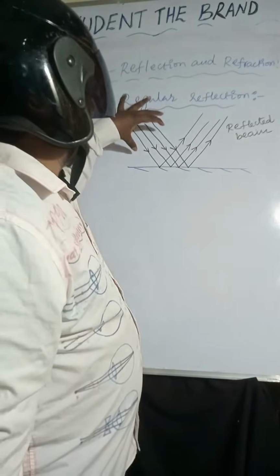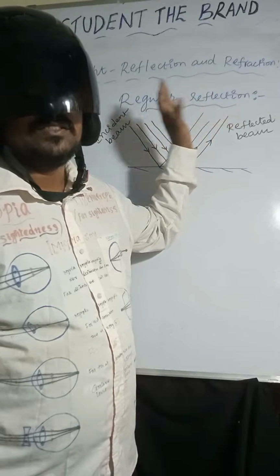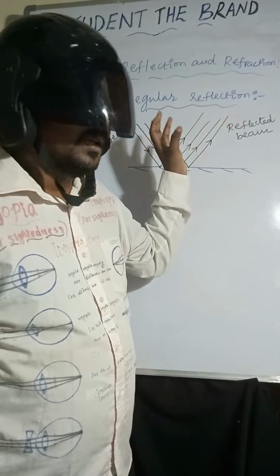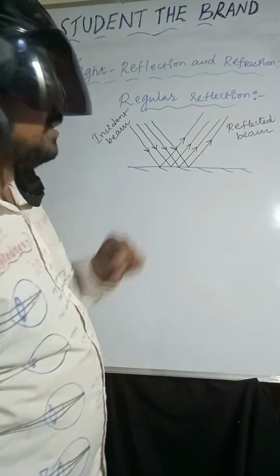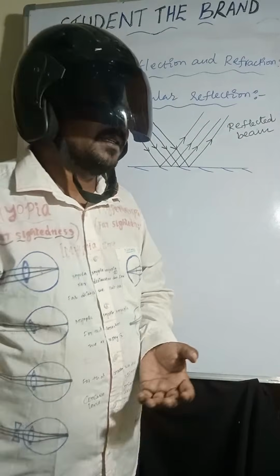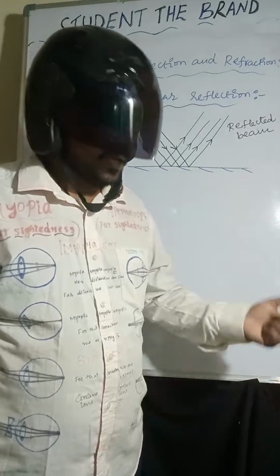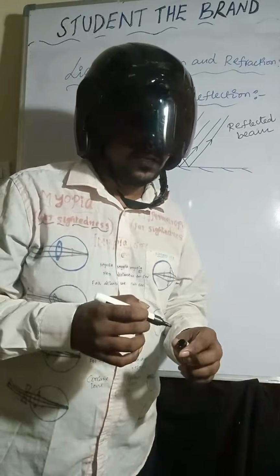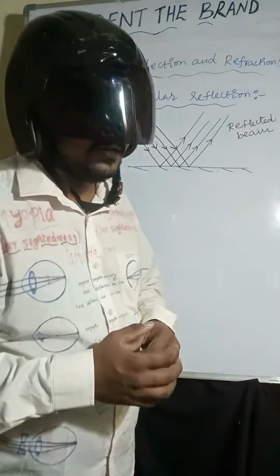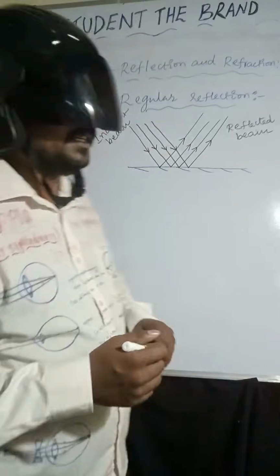Incident light rays are parallel. Then reflected light rays are also parallel to each other. So this type of reflection is called regular reflection. Regular reflection takes place on a smooth surface. Examples of smooth surfaces are a plane mirror and still water. On these, regular reflection takes place.